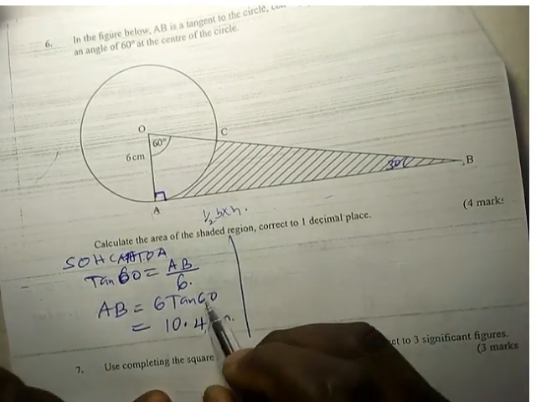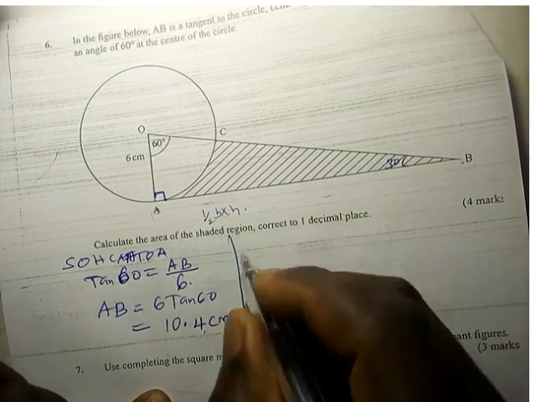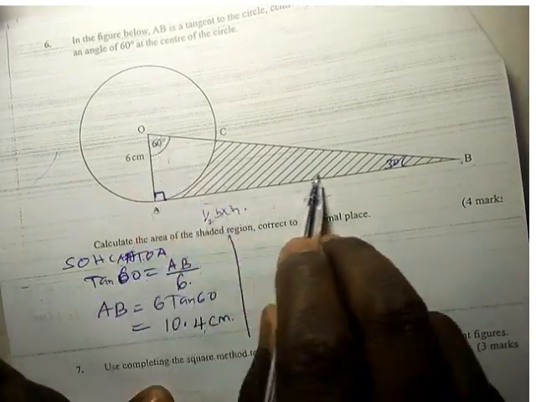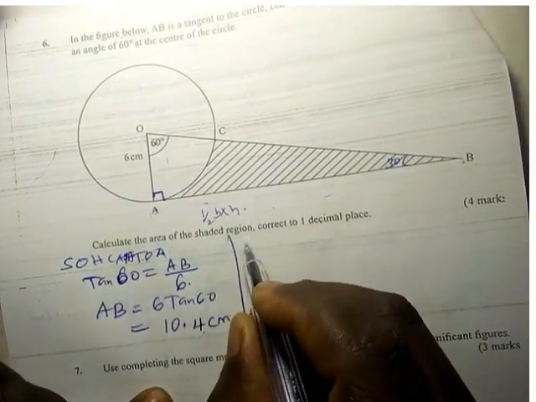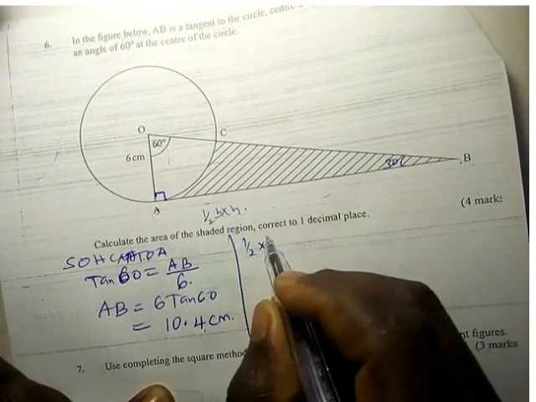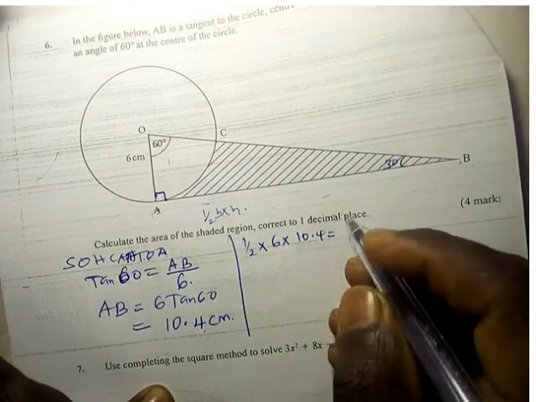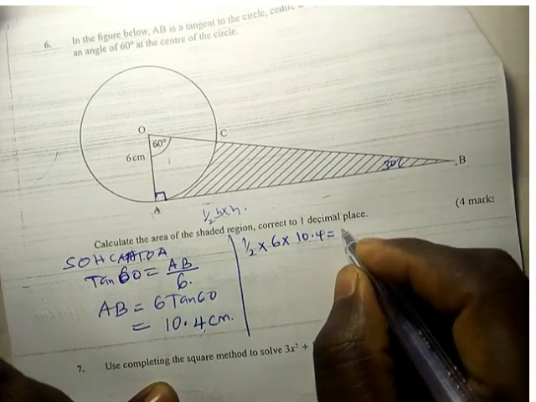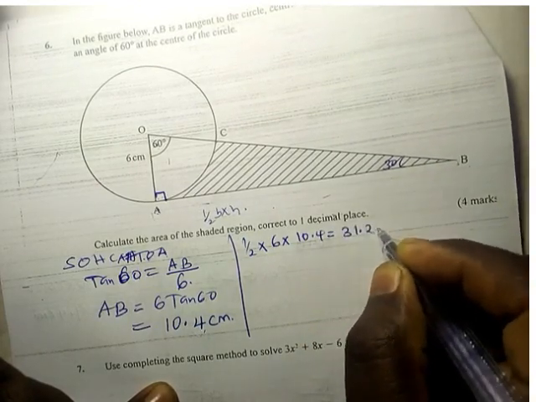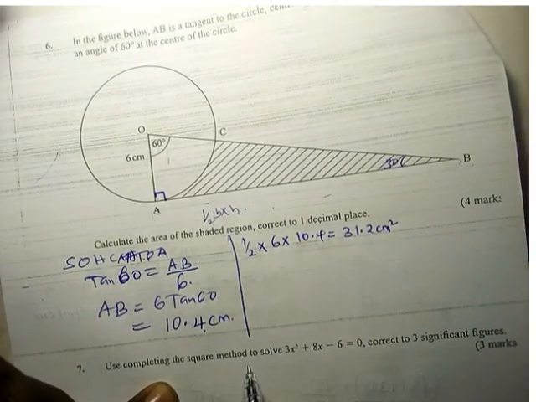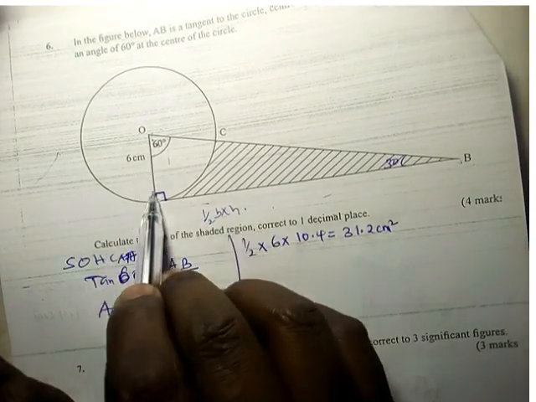Now that we have that, we can calculate the area of the whole triangle, this triangle here, which is a half times base 6 times height, which is 10.4, and this one will give us 31.2 centimeters square. The next thing we calculate is the area of this sector.